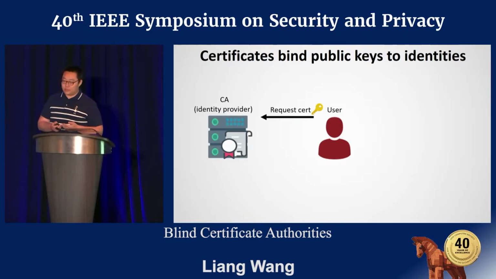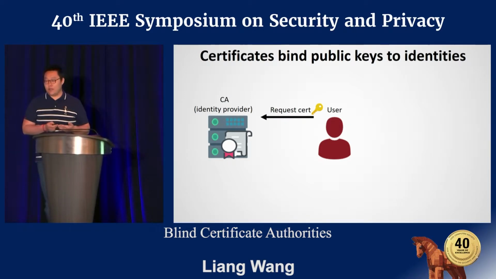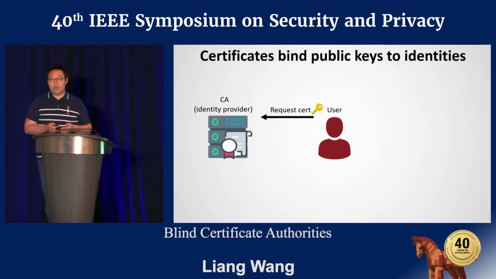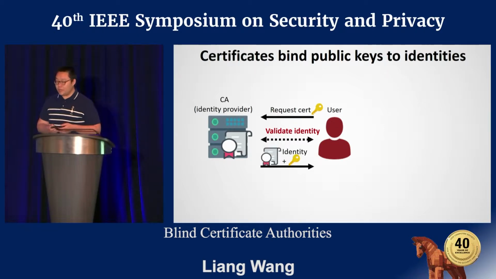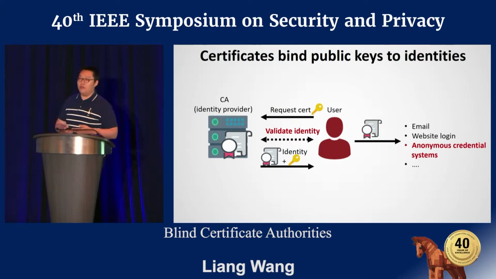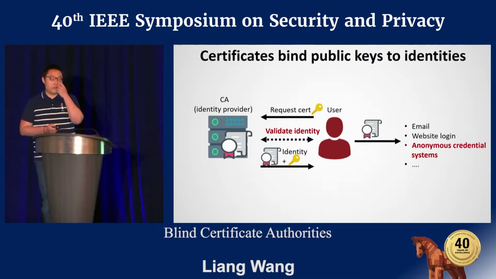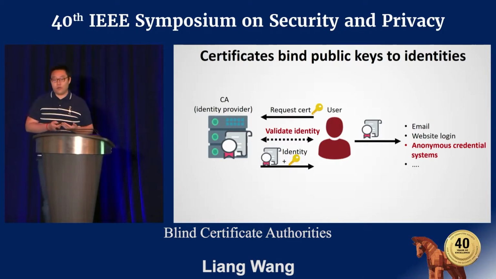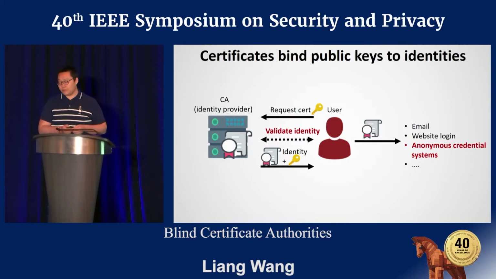In the normal certificate generation workflow, the user provides the CA with all the necessary information, including her identity, and the CA validates the user's identity before generating the certificate. The user then can use the certificate in other applications like email, website login, or anonymous credential systems. Usually, the certificate for anonymous credential systems provides an unlinkable, privacy-preserving way for user authentication.